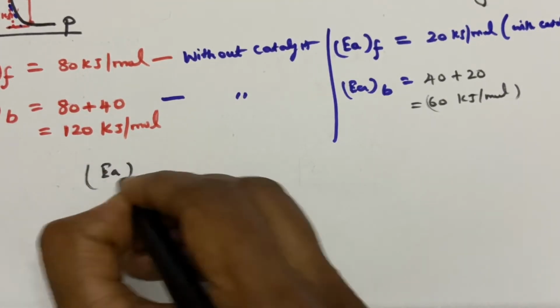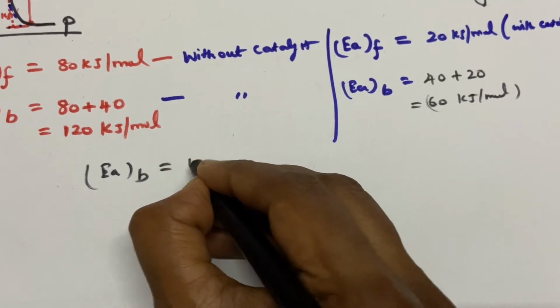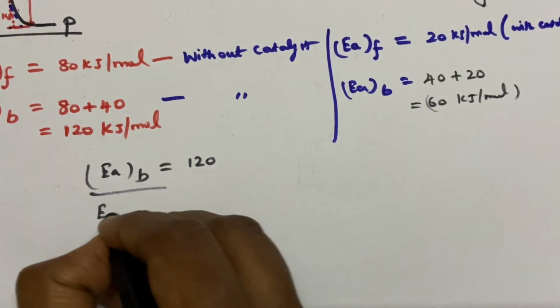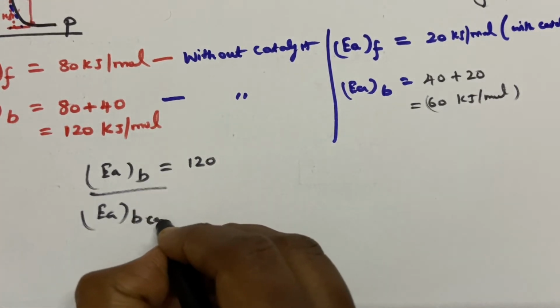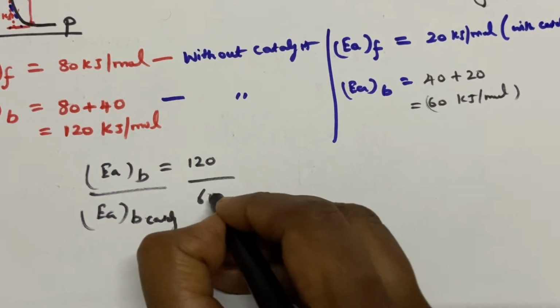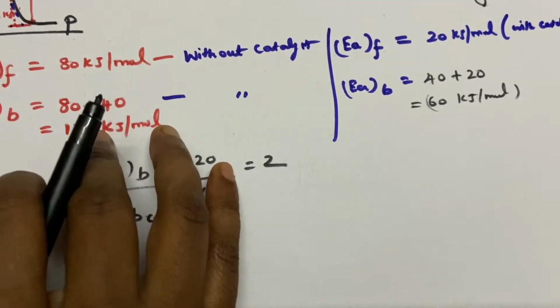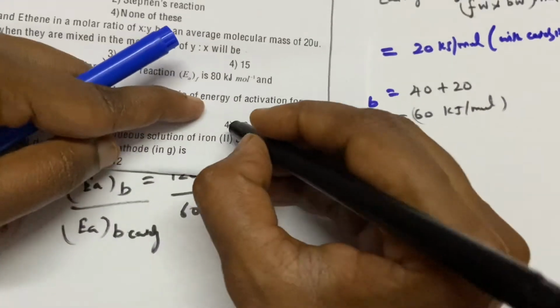So the energy of activation of the backward reaction without catalyst is 120, and this is with catalyst, so 60, which is 2. So the ratio is 2.